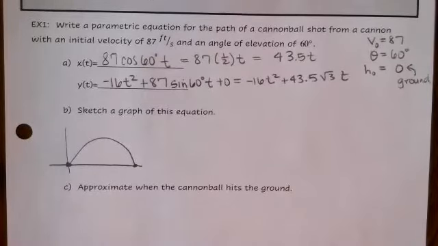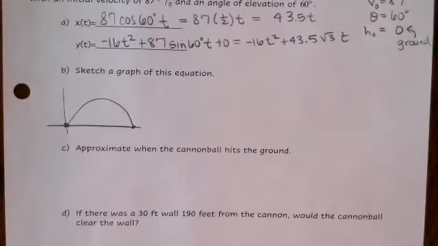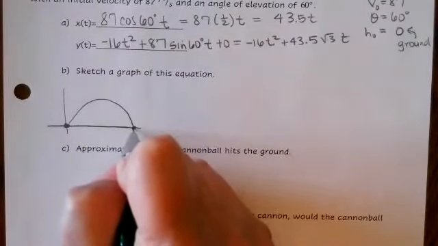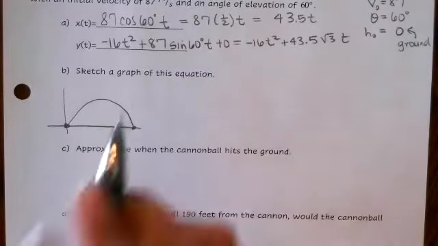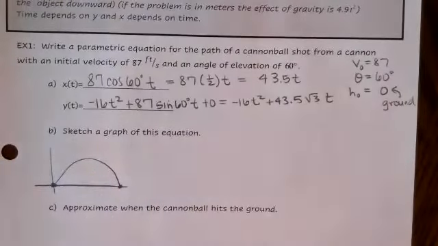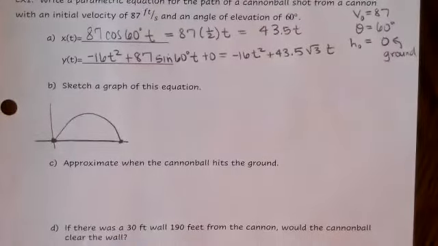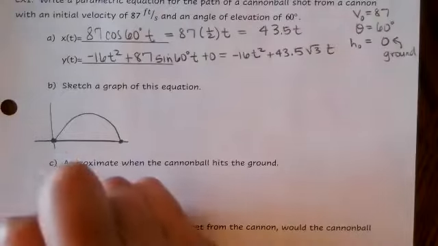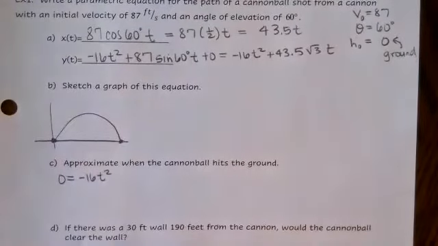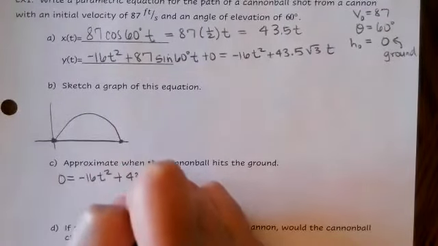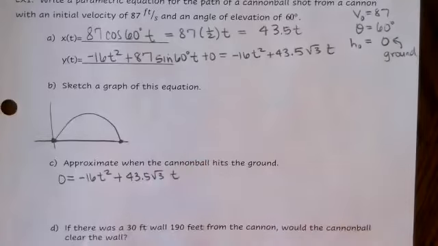So it says approximately when the cannonball hits the ground again. If it was back on the ground right here, its height would be 0. So I can go ahead and use our vertical component, which is this y of t, to find that time when it is back at 0. So I'm going to plug in 0 for our final height there. And we get 0 equals negative 16t squared plus 43.5 root 3 t.